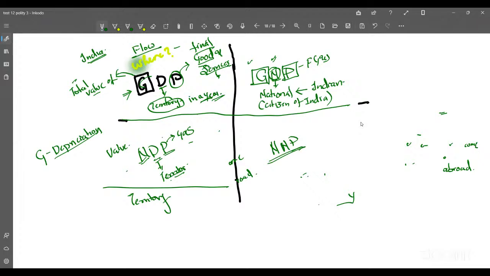Sir, net means the value of deduction from the gross. What are you deducting from the gross? Depreciation, sir. So depreciation you are deducting from the gross. That's very good. National means nationality, sir, produced by the nation, citizens of India. The goods are produced by the citizens of the country.